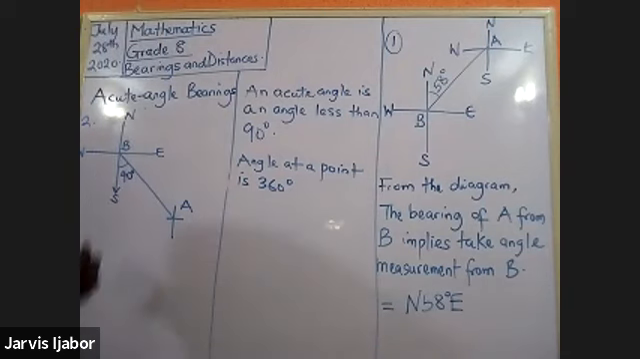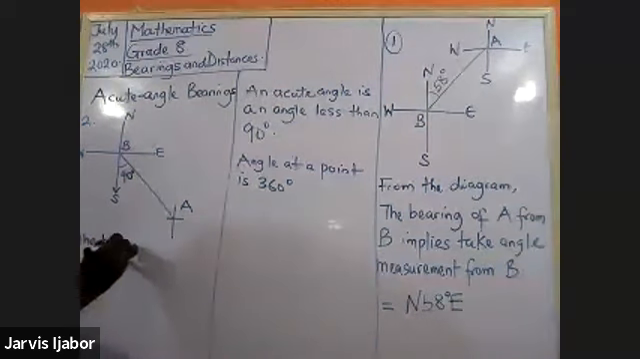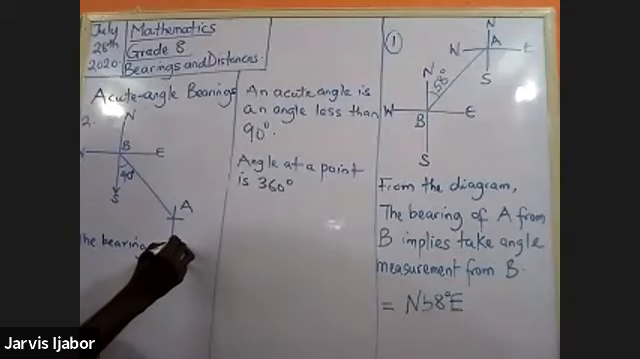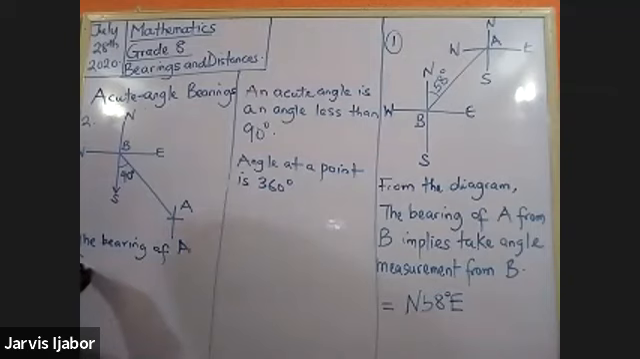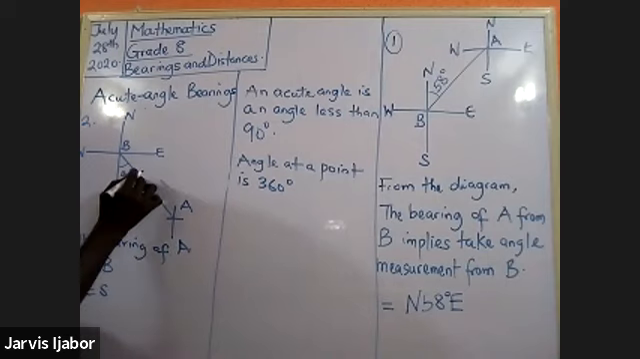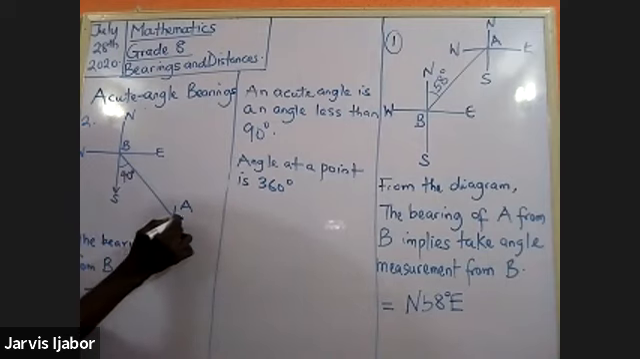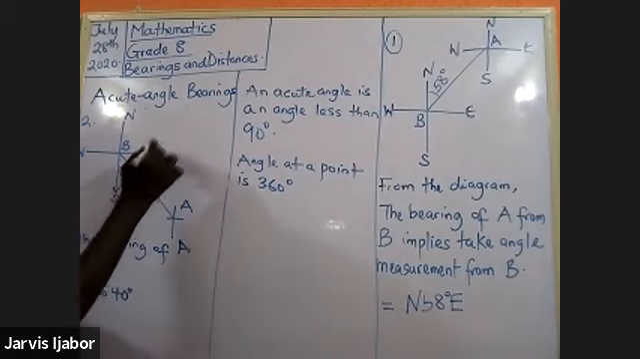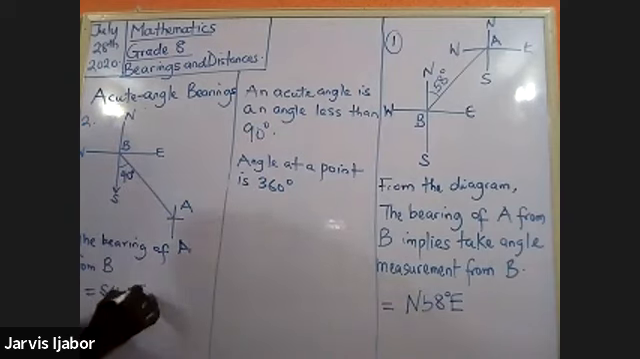So for this one, the bearing of A from B will be what? The referral point is south because it's down. It takes 40 degrees to get to this line. And what direction am I going? I'm going in the east.